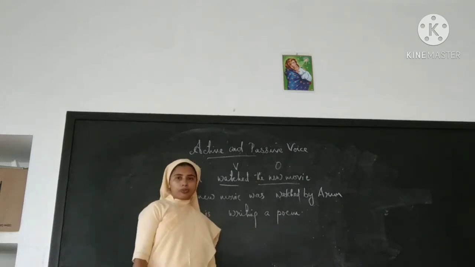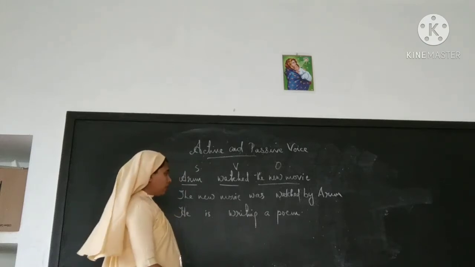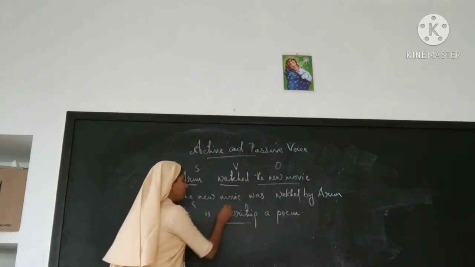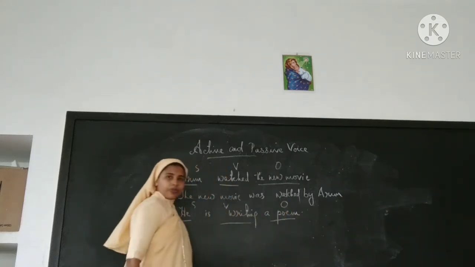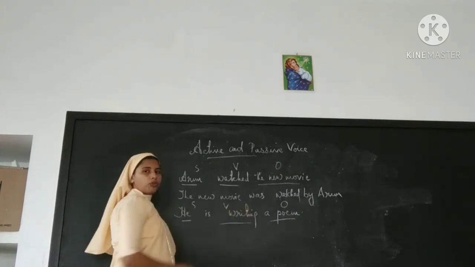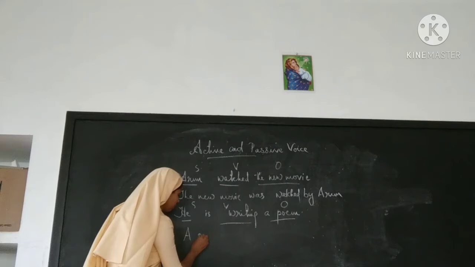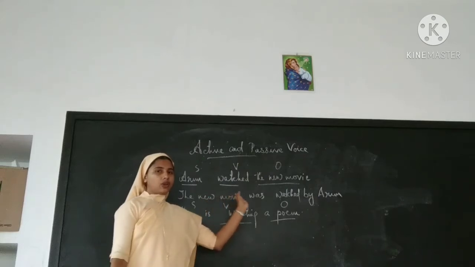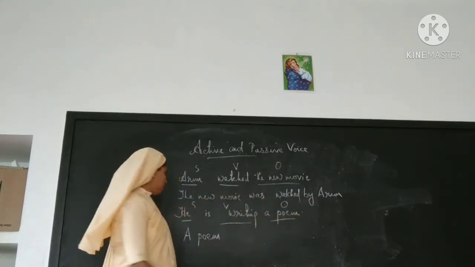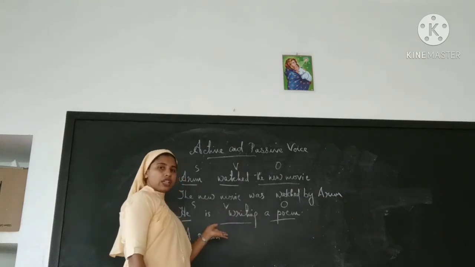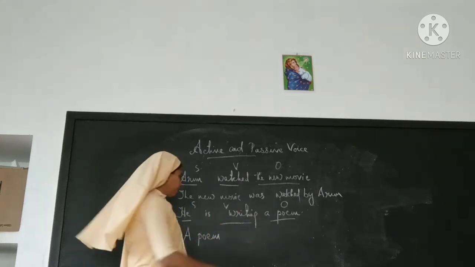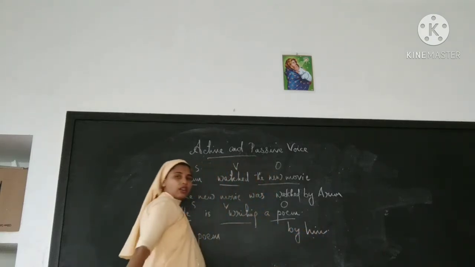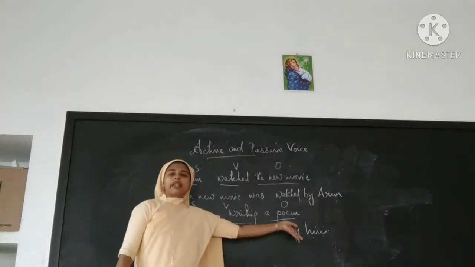He is writing a poem. So we'll take the object first. Here subject, verb and object. So we'll take object first. A poem, and it will take the subject in the place of object, and in its objective case. What's the objective case of he? Him. And by must be added along with it. By. A poem by him.